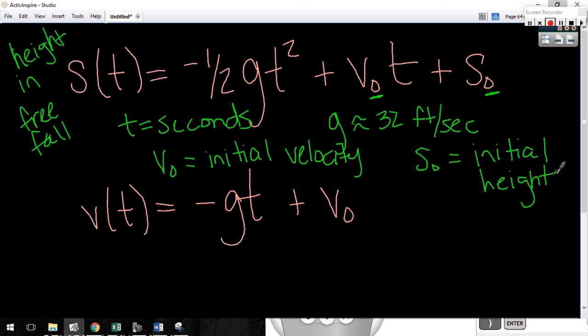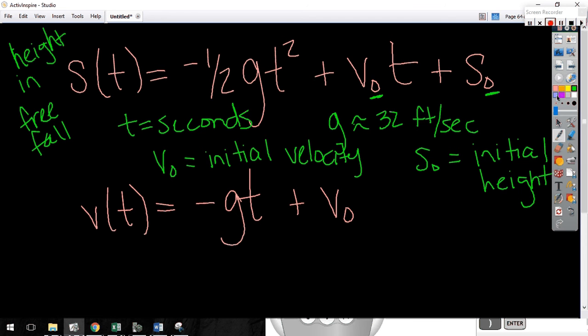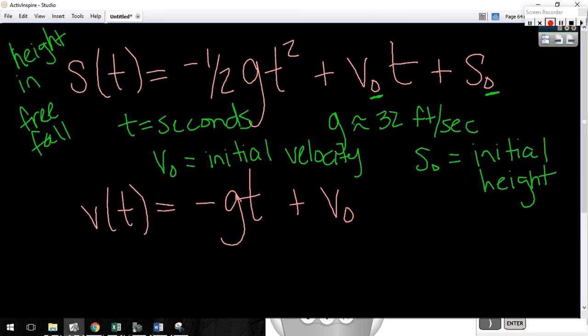So, what is number? These are plug and chug problems. Yes, word problems. So half the gravity times the time. You'll plug it in, so this is always the same. Your G is always the same. In fact, we could write this as negative 16t squared.